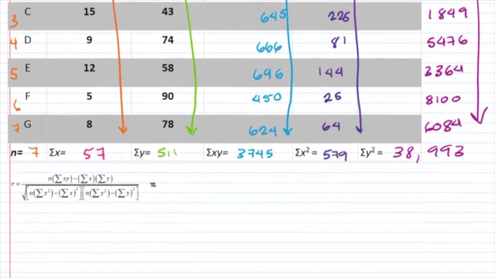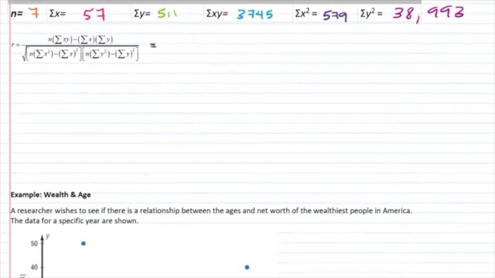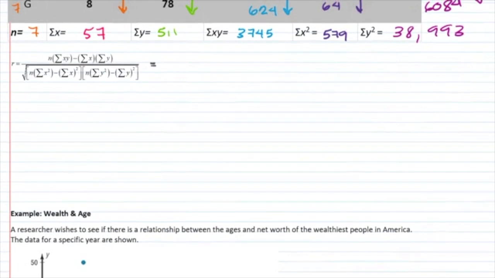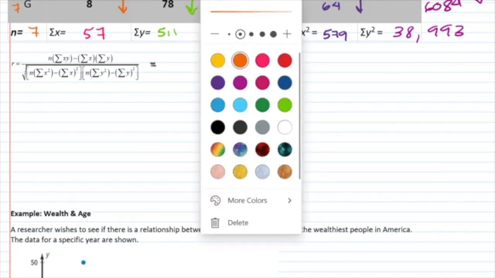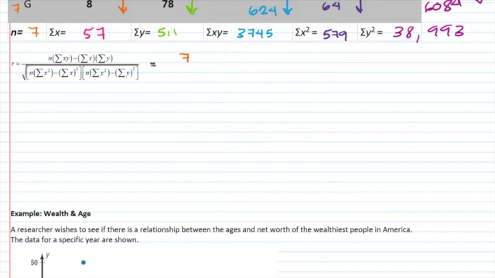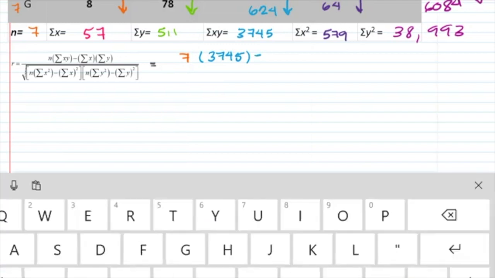So now that I'm done with the table, I'm actually going to move it all the way like this, because I do need to look at those numbers. I'm actually going to try to find the correlation. So the number of pairs was 7. So 7 times the sum of x times y, which was blue, minus the sum of x, which was pink.